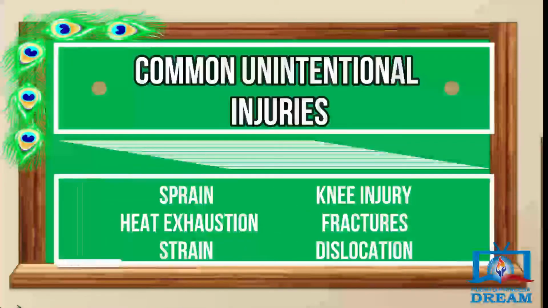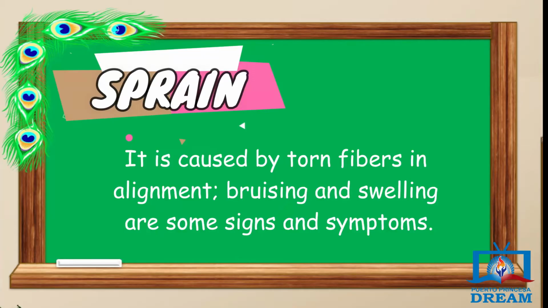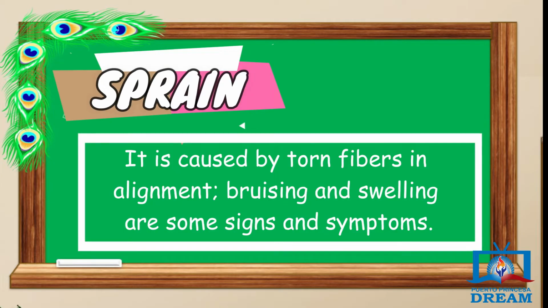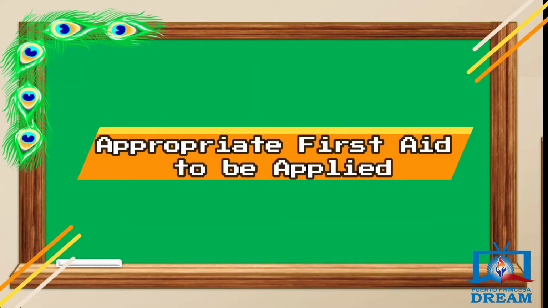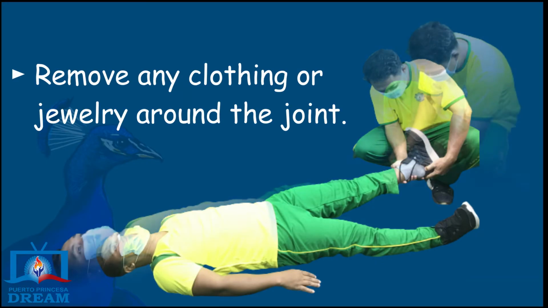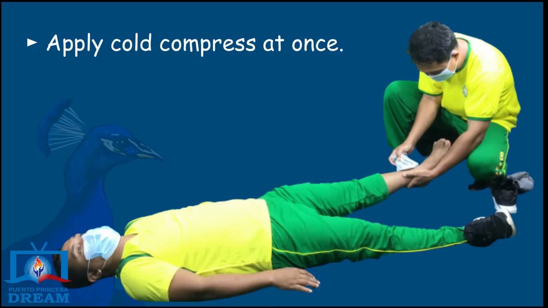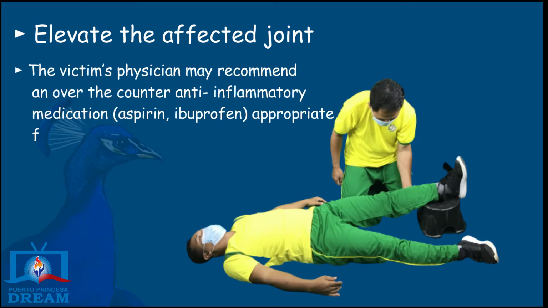Common unintentional injuries. Number 1. Sprain. It is caused by torn fibers in alignment. Bruising and swelling are some signs and symptoms. Appropriate first aid. Remove any clothing or jewelry around the joint. Apply cold compress once. Elevate the affected joint. The victim's physician may recommend an over-the-counter anti-inflammatory medication such as aspirin or ibuprofen, appropriate for the victim's general health.